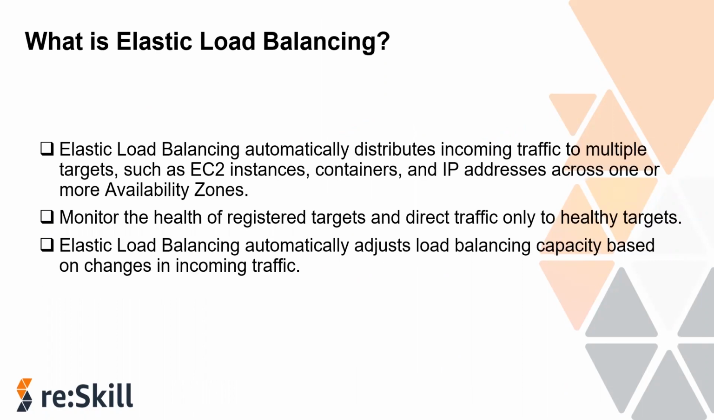Now, let's see what is elastic load balancing. Elastic load balancing automatically distributes the incoming traffic across multiple targets, meaning EC2 instances, containers, and IP addresses, in one or more availability zones. It also monitors the health of the registered targets. The registered target means the EC2 instance, and it routes traffic only to the healthy targets. If a target becomes unhealthy, the traffic will not be diverted to it. Also, elastic load balancing scales our load balancer capacity automatically in response to changes in the incoming traffic.